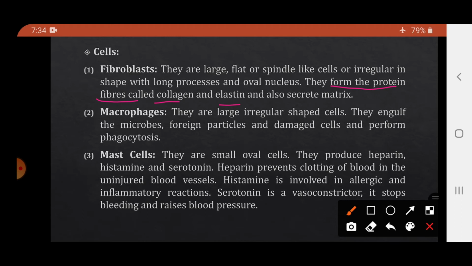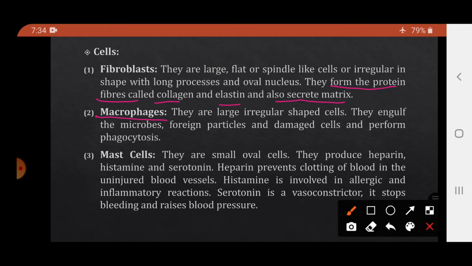एंड अपार्ट फ्रॉम दैट दे आर द सेल्स विच आर रेस्पॉन्सिबल फॉर द सिक्रेशन ऑफ मैट्रिक्स. यानी मैट्रिक्स और ग्राउंड सब्सटेंस एज वेल एज फाइबर्स का सिक्रेशन कौन करता है? फाइब्रोब्लास्ट. The second type of the cells are macrophages.